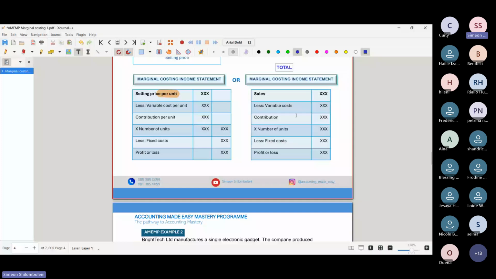Now, the two formats are exactly the same. Selling price per unit, total sales, less variable cost per unit, minus total variable cost. Contribution cost per unit, and then we have total contribution. You can see that everything here is just the same as here. The only difference here is per unit, per unit, per unit, and here is total, total, total. Now, this is now where the difference comes in.